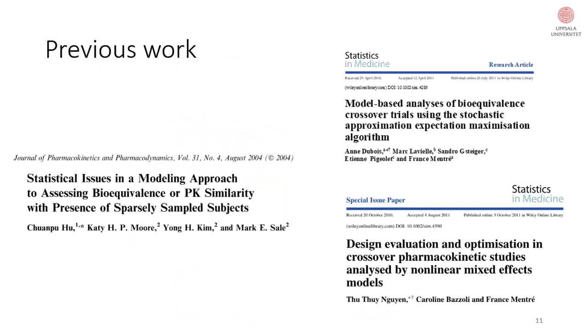And there's been a number of different groups that have investigated how you can use these pharmacometrics approaches, these model-based approaches, in bioequivalence. So Shampoo Hu and Mark Sale in 2004 published on looking at sparsely sampled systems and identifying bioequivalence or biosimilarity. And France Mentré has been working since 2010. She published one of her first papers on the topic and has been working ever since on trying to improve the methods.